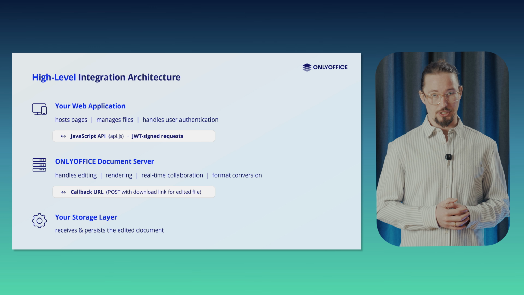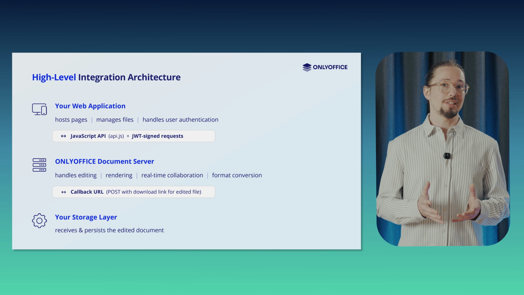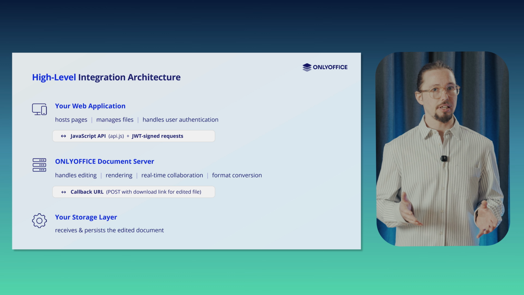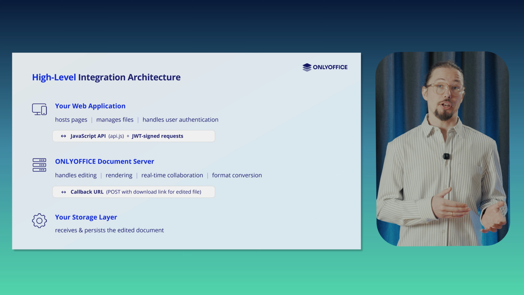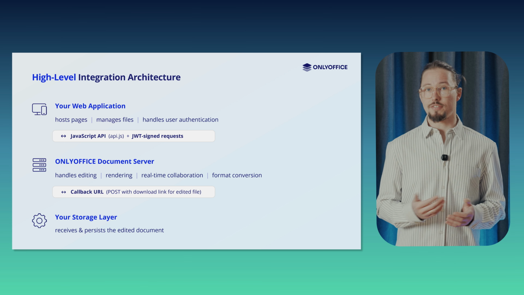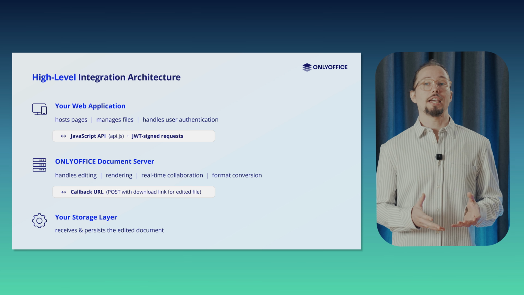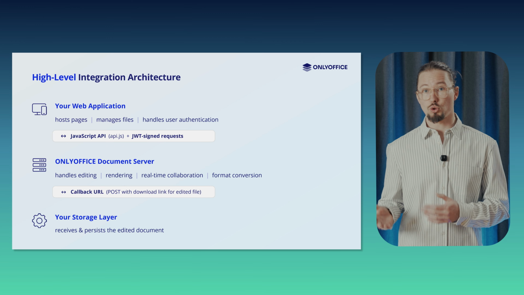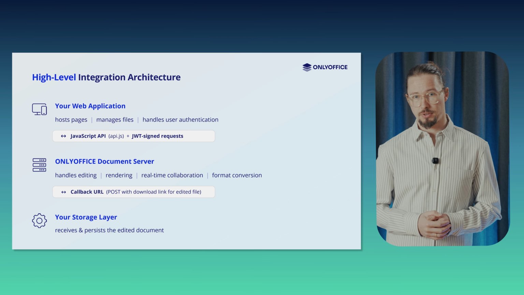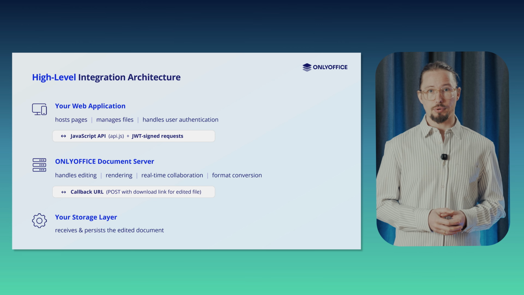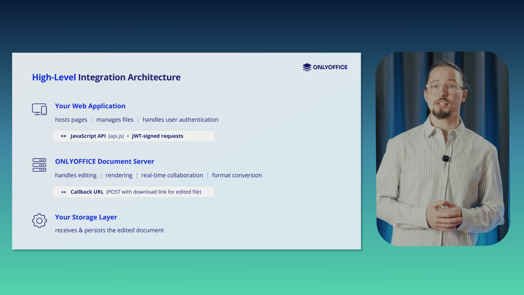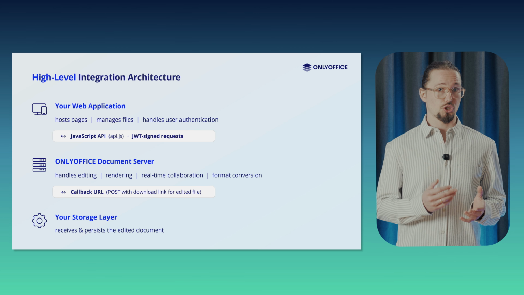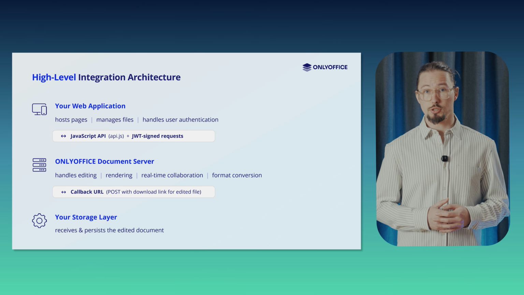Here's the high-level architecture. Your web application hosts the pages. ONLYOFFICE Docs runs as a separate service, typically in a Docker container. You embed the editors into your pages using a JavaScript API. Your application manages the files and user authentication. ONLYOFFICE handles the editing, the rendering, and the real-time collaboration. The communication between your app and the document server is secured with JSON Web Tokens. We'll go into that in a moment. And all document processing is done client-side, in the user's browser.